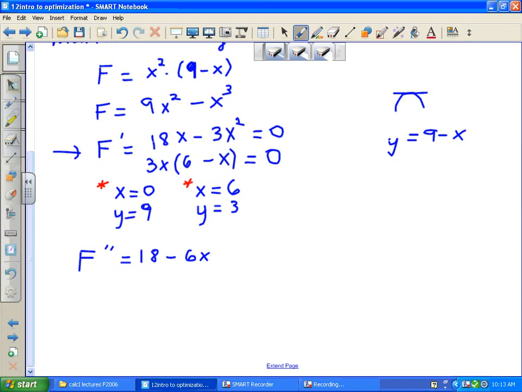Okay, so first evaluate this at the point x equals 0. And what do we get? We get 18, which is greater than 0, right? Positive. So that means that the function's concave up. At that point, you're going to have a minimum.